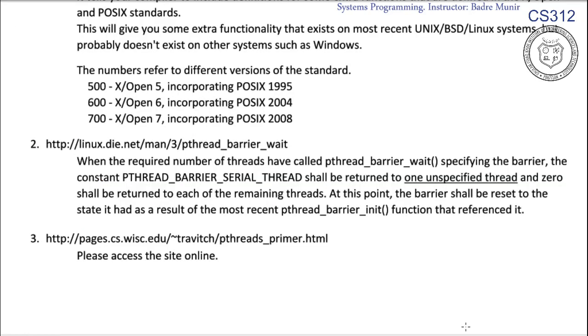Now, as described over here in point 2, which explains how pthread_barrier_wait works, it says when the required number of threads have called pthread_barrier_wait specifying the barrier, then this predefined constant PTHREAD_BARRIER_SERIAL_THREAD shall be returned to one unspecified thread and 0 shall be returned to each of the remaining threads. At this point, the barrier is reset to the state it had as a result of the most recent pthread_barrier_init function that referenced it.